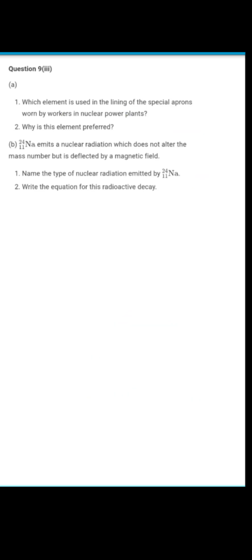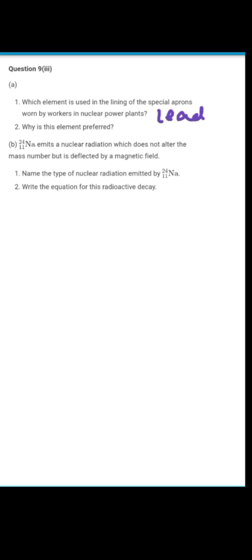Next question. Which element is used in the lining of special aprons worn by workers in nuclear power plants? Very easy. Lead. Lead is used in gloves, it is used in aprons because it will prevent the radiation from being absorbed by the person. Lead is preferred because it is a dense metal, use these terms, and it will absorb the harmful radiation. It will prevent the harmful radiation from reaching the human being. Okay, so this is the reason we use lead.